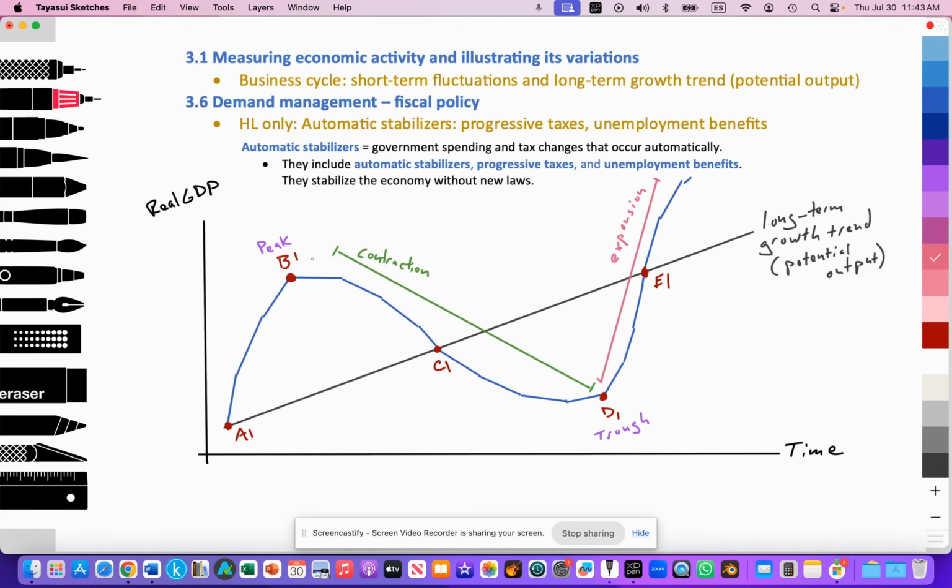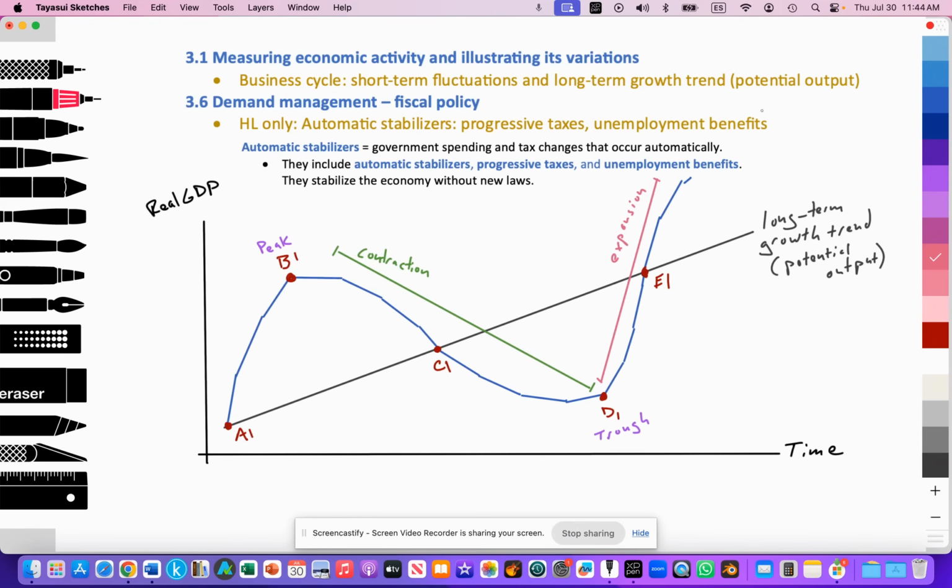And we want to be mindful that from B1 to D1, GDP quarter after quarter, year after year is declining. It's becoming less and less and less. And then from D1 onwards, it's rising quarter after quarter, year after year, and there's the expansion. Okay, the inflationary gap occurs from point A to B1. Here we have the inflationary gap. The recessionary gap is essentially occurring from C1 to D1, more or less.